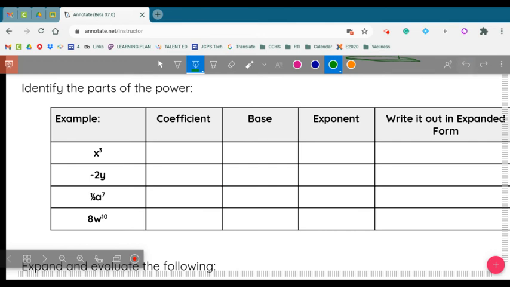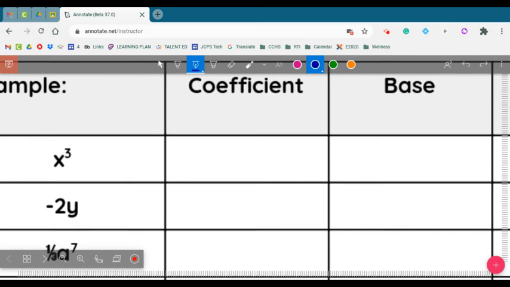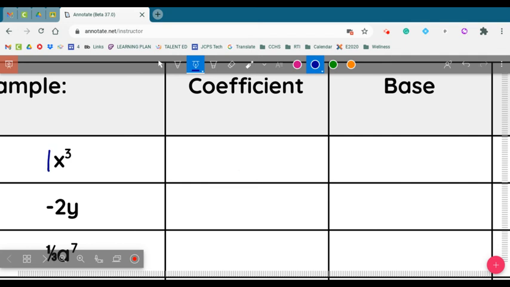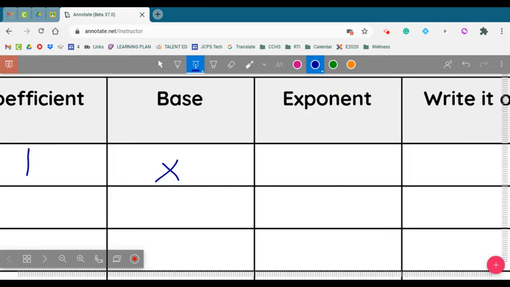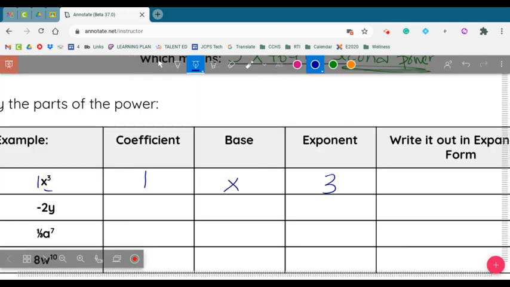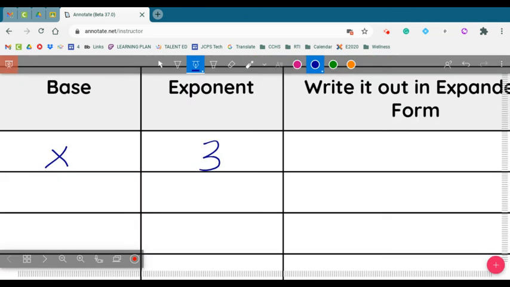So first of all, we have x cubed. So what is our coefficient? Well, you're like, Mrs. Gilbert, there's not a number in front of it. It's 0. No, there is always a 1 in front of it. Our base would be x. Our exponent would be 3. Now, what does this mean in expanded form? Anytime I have an exponent, that's how many times I multiply that same number together. It doesn't mean it's x times 3. It means that's how many times I'm multiplying x by itself. So I'm doing x times x times x.